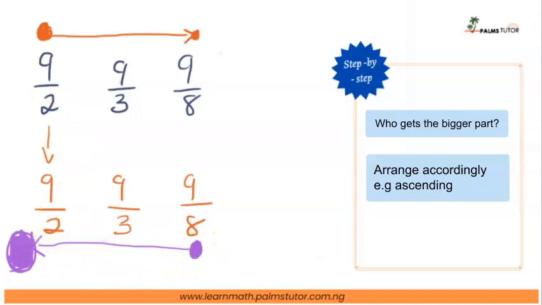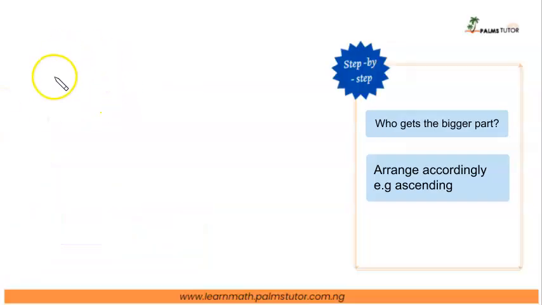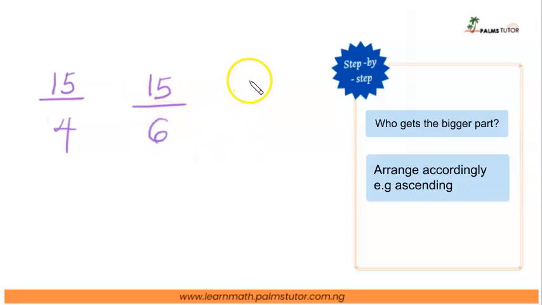Let's see another example. So let's see these fractions. We have 15 over 4. And then we have the same 15, the same numerator, over 6. And then we also have 15 over 2. Let's arrange these in ascending order.